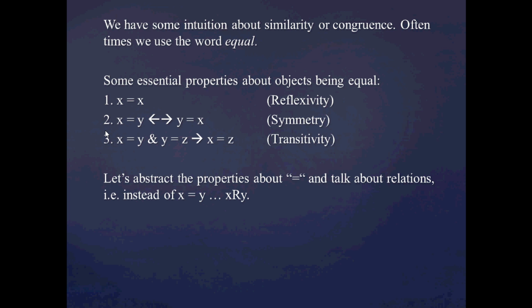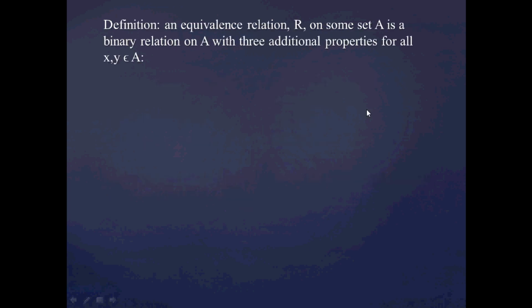And we're going to take those properties and we're going to apply them to relations. So instead of saying only x is equal to y, we're going to say that x is very, very similar, or let's say that x is equivalent to y. So having talked about those three properties of reflexivity, symmetry, and transitivity, what I'm going to do is define an equivalence relation using the symbol R on some set A as a binary relation on A. And remember, that means R is a subset of A times A, which also has three additional properties for all the x's and y's within the set A.